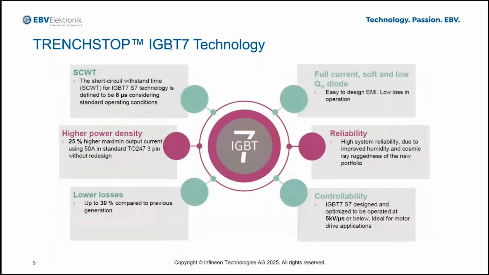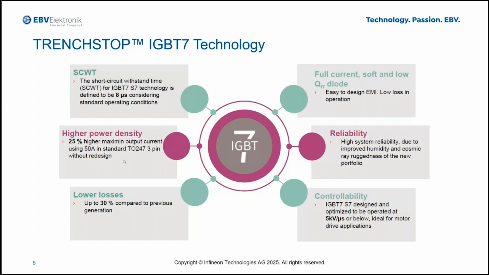A little bit about IGBT7. What are the main characteristics? Of course, for motor control, it's very important that the technology is robust. So the IGBT7 technology is defined to be up to 8 microseconds in standard operating conditions of short circuit capability.